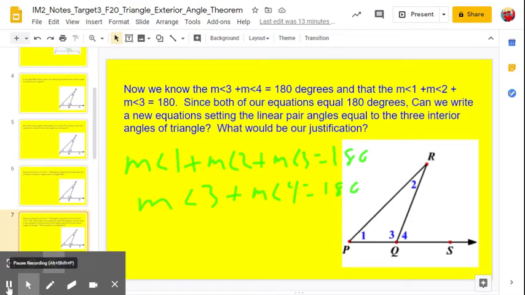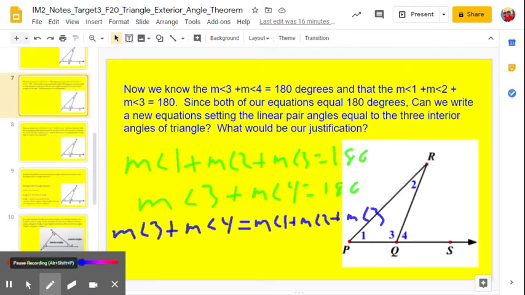So now we have 2 equations and they both equal 180. Can we write a new equation setting the linear pair angles equal to the 3 interior angles of the triangle? Can we write that equation? And then what would be our justification for doing so?